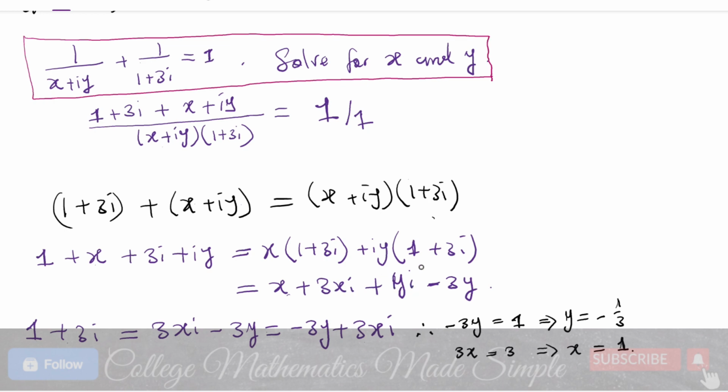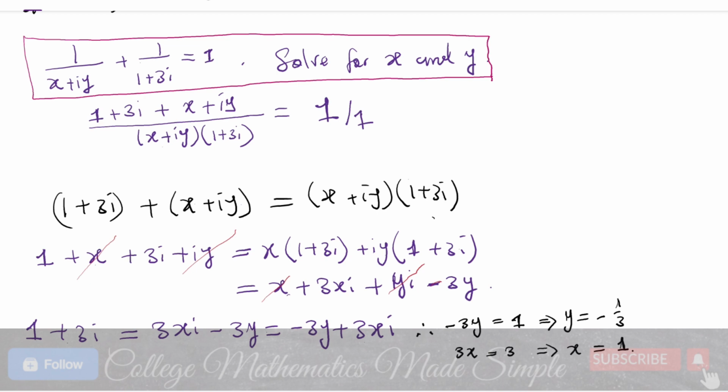Now this is minus y because this is i multiplied by i, which is negative 1. Then y multiplied by 3, which is 3y. Now observe that x is common on the left and the right hand side, so that is a 0. Then iy and iy cancel. So on the left hand side, I remain with 1 plus 3i, which is equal to, on the right hand side, 3xi minus 3y, which I can rewrite as negative 3y plus 3xi.